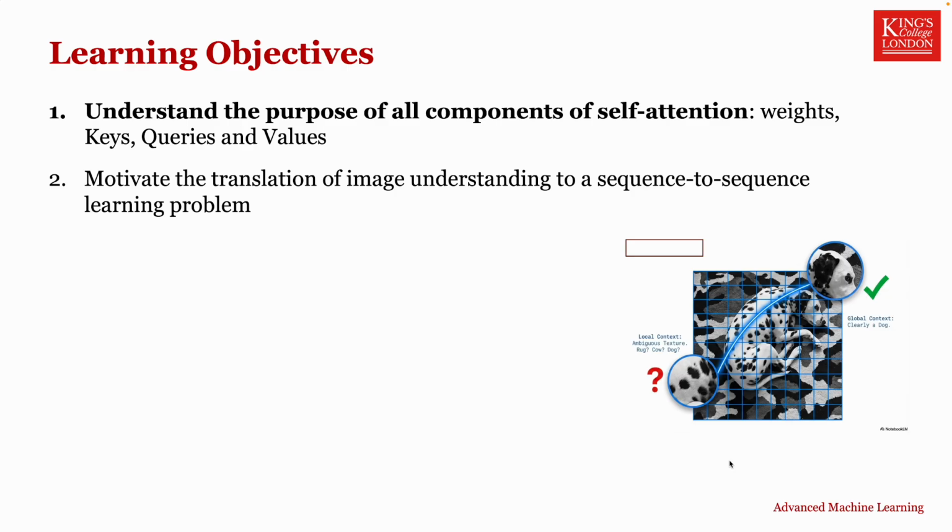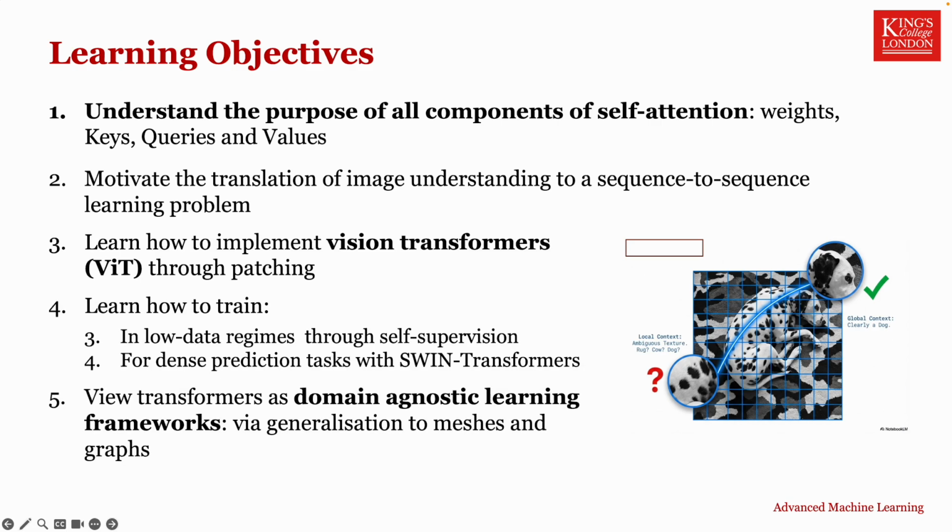Or if you consider this image of a dog, to know that the patch on its bottom is a Dalmatian, then you need to also have seen its head. So this is what self-attention supports and why the framework is so flexible. From this high-level intuition, we'll then go on to look at vision transformers.